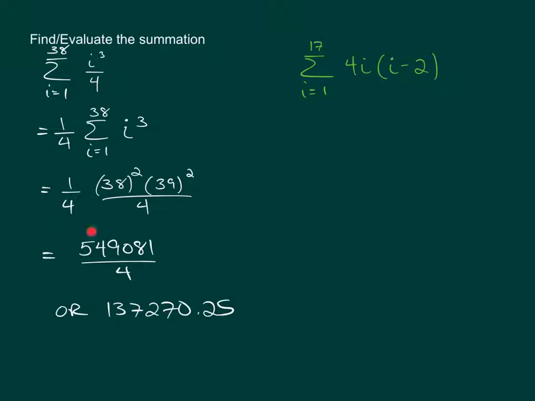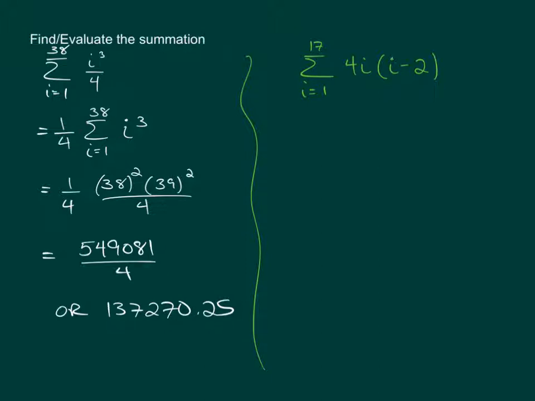You'll either get this, 549,081 over 4, or if you divide it out, 137,270.25. In this next example, we have the sum as i goes from 1 to 17 of 4i times the quantity i minus 2.